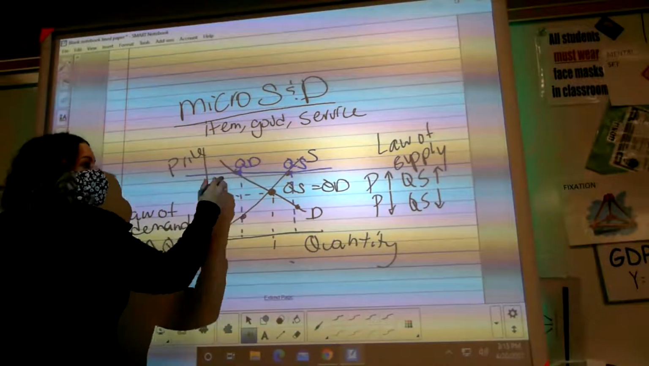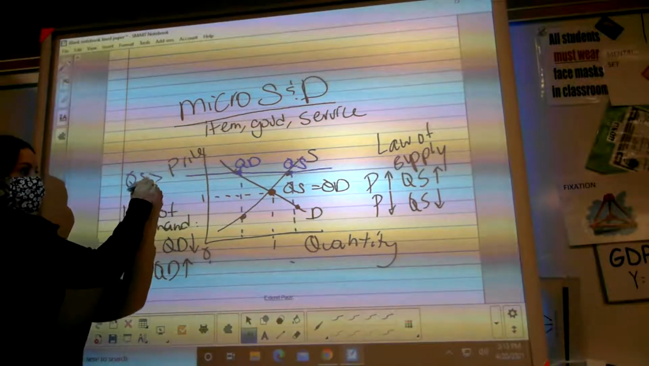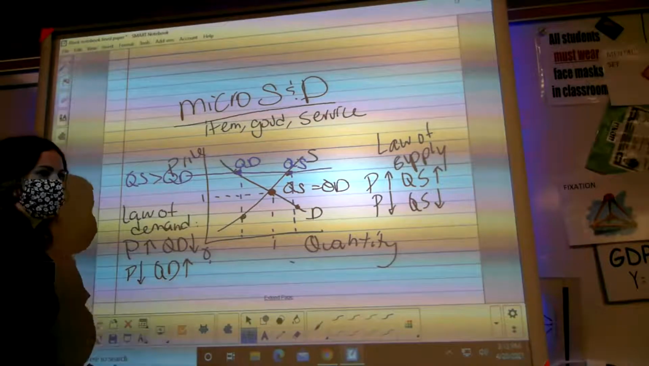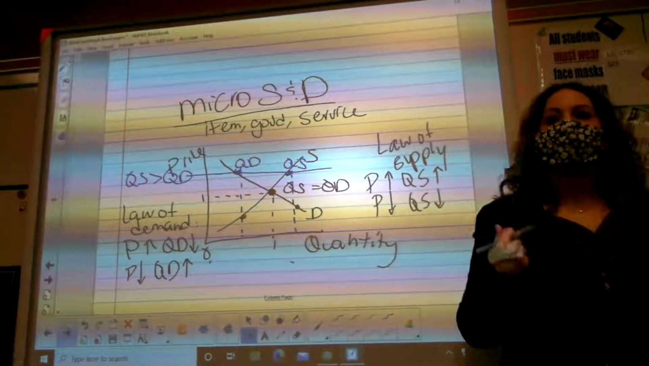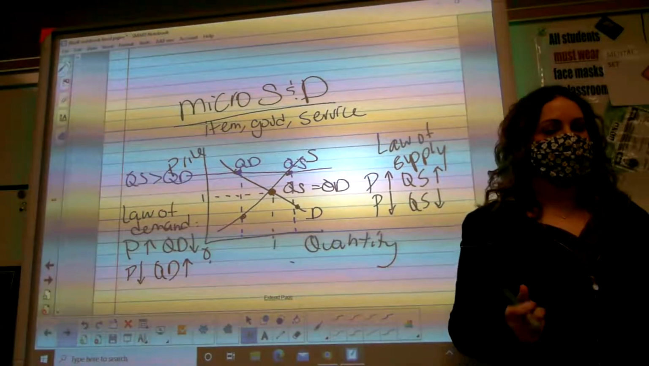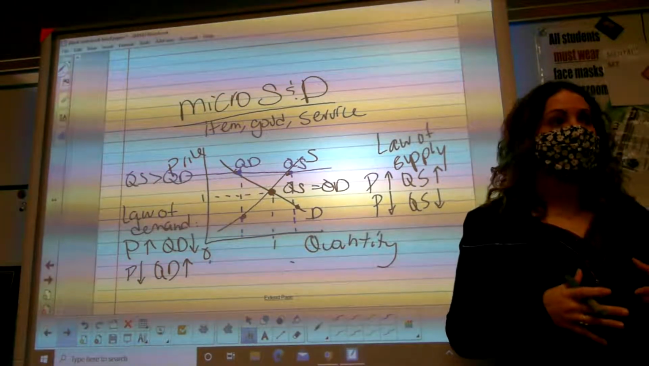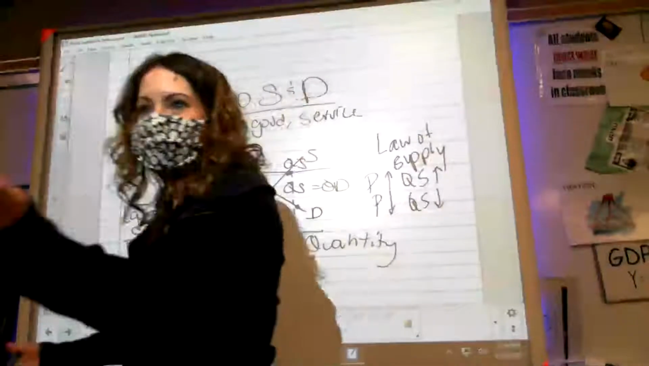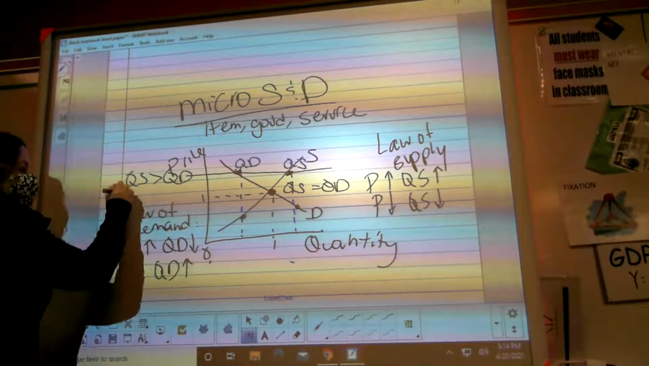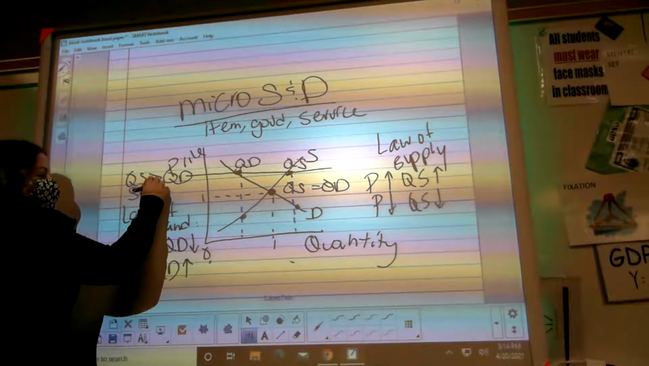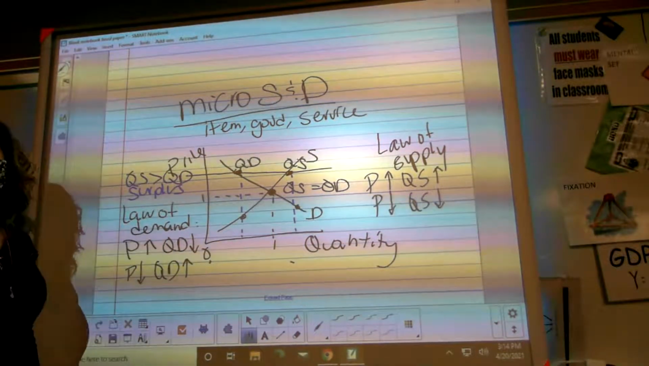So when prices are too high, QS is greater than QD. There's more supply than there is demand. What is that called? It is more stuff than people want. Surplus. It's a surplus.